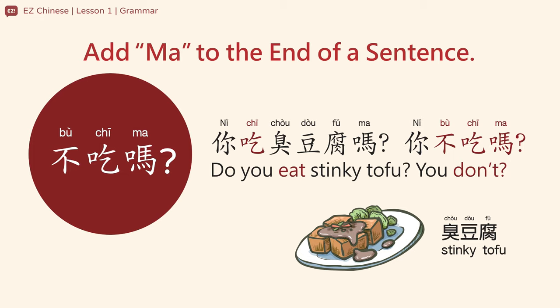Add ma to the end of a sentence to form a question. Ma can be used to ask for information, such as 你吃臭豆腐吗? Do you eat stinky tofu? 你, you, 吃, eat, 臭豆腐, stinky tofu, 吗? Or to ask for confirmation of something you already know. 你不吃吗? You don't?